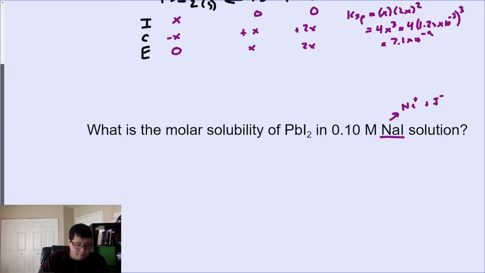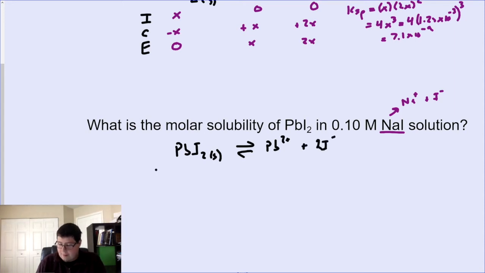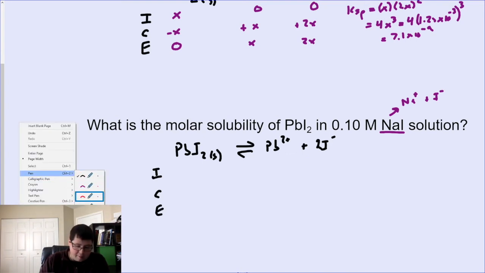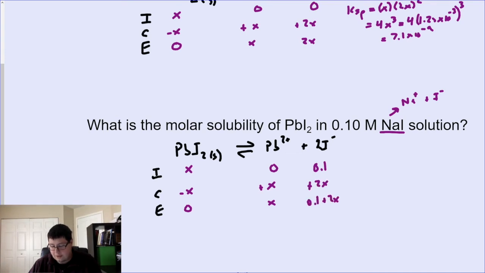If we come down here, we're going to start with our lead iodide again as a solid, breaking up into lead 2+ and I-. Initially, we're going to say that we still have some amount of our lead iodide, 0 lead, but now this 0.1 molar is my initial concentration of my I-. Then this is going to go down by an amount x. That's going to go up by an amount x to form x. And this is going to go up by an amount 2x to form 0.1 plus 2x.